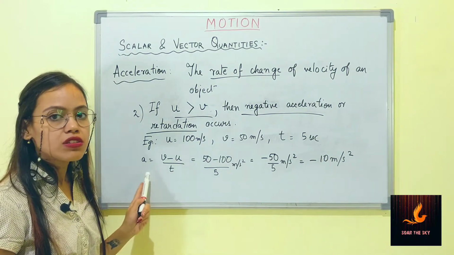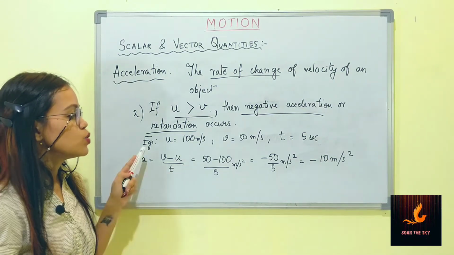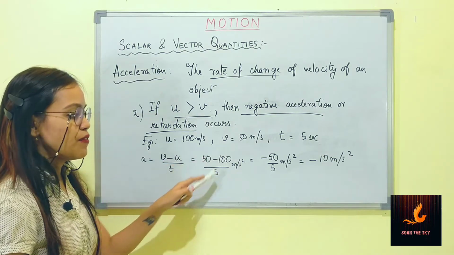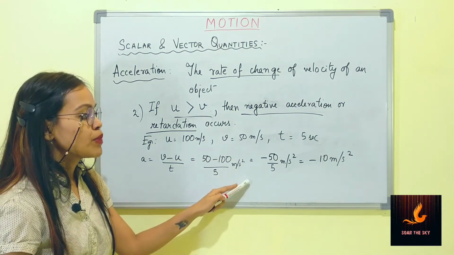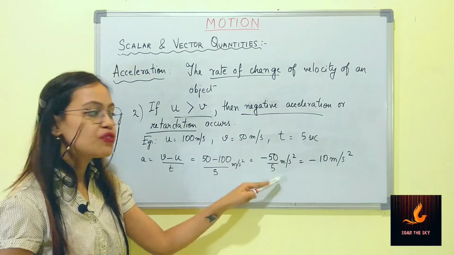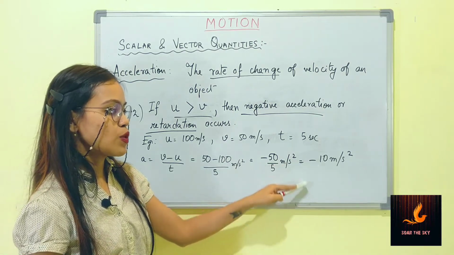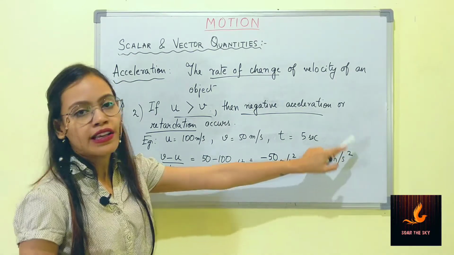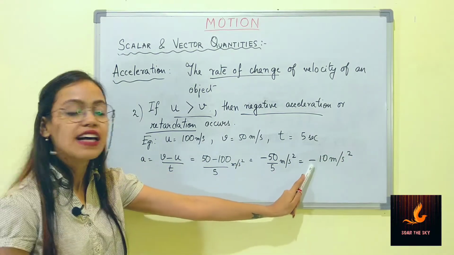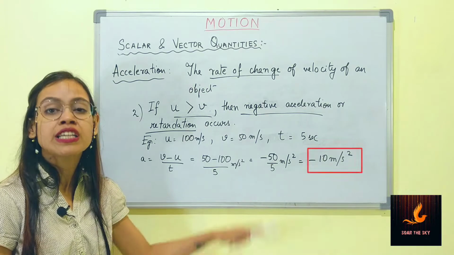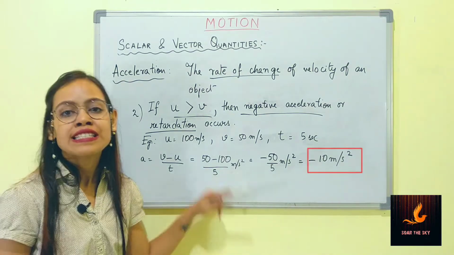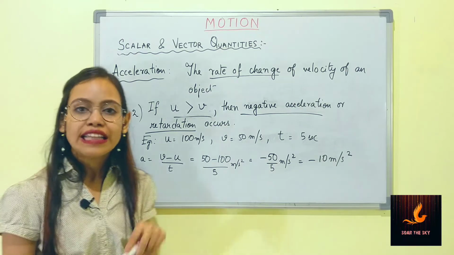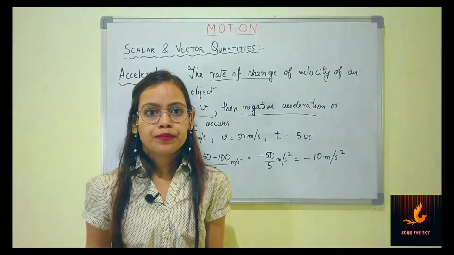Now acceleration's formula is V minus U by T, so it will be 50 minus 100 by 5 meter per second square, which gives us minus 50 by 5 meter per second square, and the answer comes as minus 10 meter per second square. So this minus sign indicates that the body is slowing down, that is, it's having a negative acceleration, or we can also say that it is retarding.